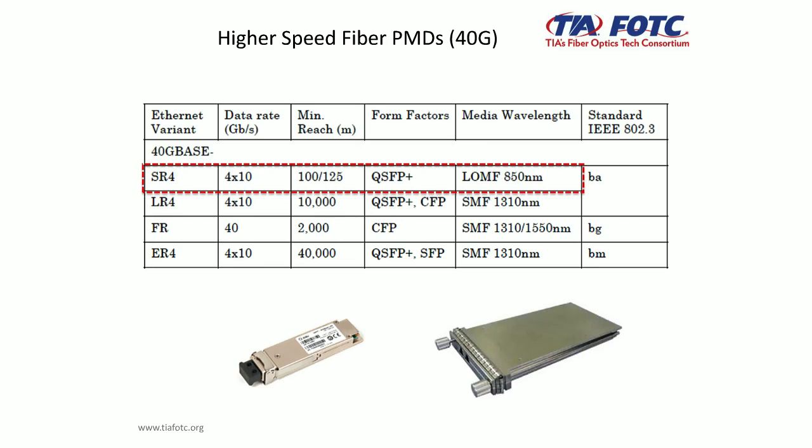So here we are today, 40 gig, physical media dependent, the transceiver, SR4 over multimode fiber, 4 times 10 transmits, 100 and 125 meters of reach over OM3 and OM4 fiber. There are variants of this transceiver that give you 300 and 400. I think I've got a slide that talks to that. It's an enhanced version. It's not described in the standards at all, but using the same OM3 and OM4 fiber.